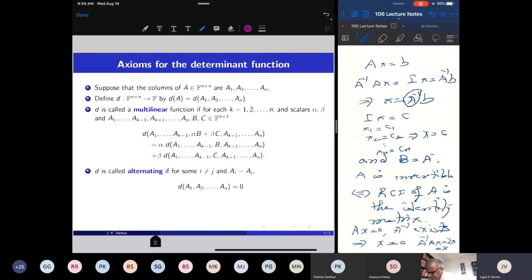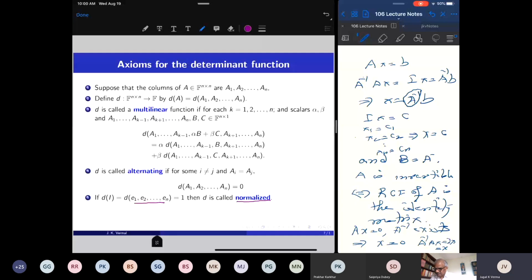D is called alternating if whenever ai equals aj, that means the matrix has two equal column vectors, then D of this matrix is 0. Okay, so alternating means if two column vectors are equal, then the determinant of this matrix is 0. Then the determinant of the identity matrix is 1. So we say this is the normalization property. So it is giving a value to the determinant of the identity matrix.